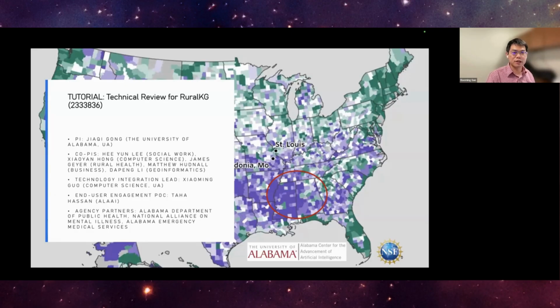I'm Xiaoming Guo. Currently, I'm the technical lead for the Rural KG project, and I'm also serving as a postdoctor at the University of Alabama AI Center, working with Dr. Jackie Gong. Our Rural KG project belongs to the whole Proto-OKN project supported by NSF. The main idea of a rural KG knowledge graph is to link and integrate multiple heterogeneous federal data sets.